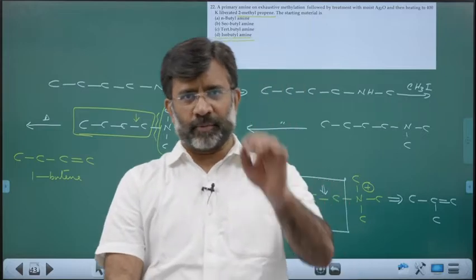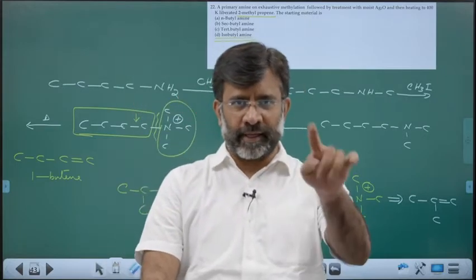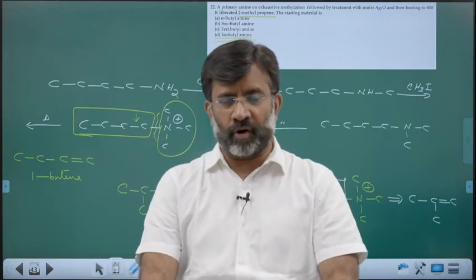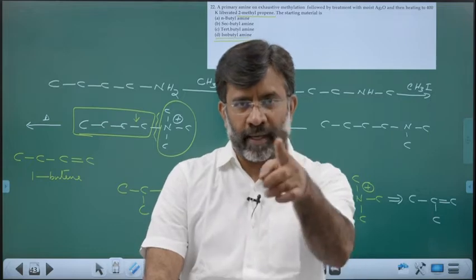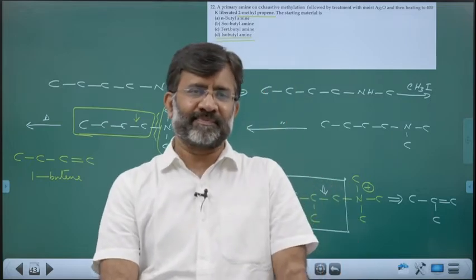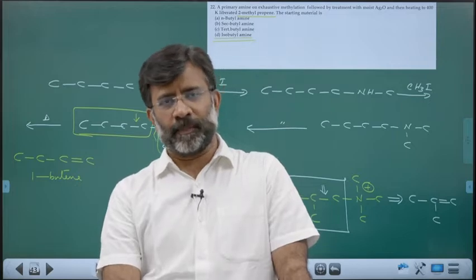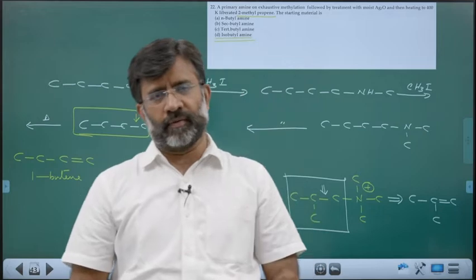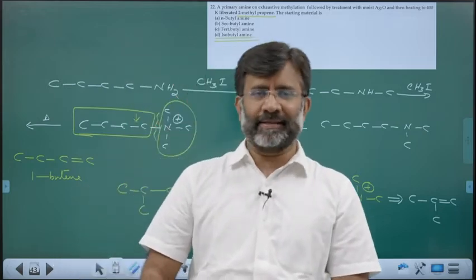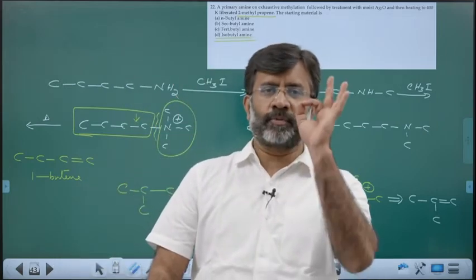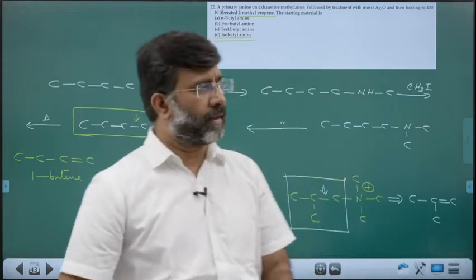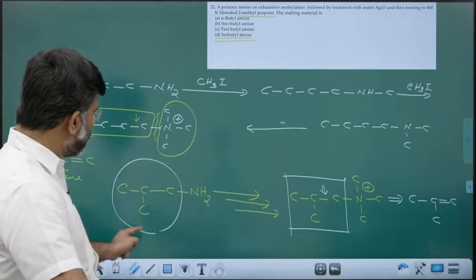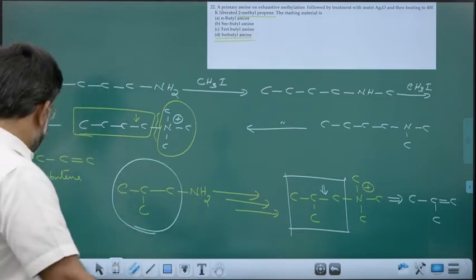So I have explained option A and option D, the correct answer. Please examine what will be the product of Hofmann's elimination for option B and option C. I am leaving it to you. Do it as an exercise. Here the answer is option 4. You look at this part, you will get your answer. Okay, next one.